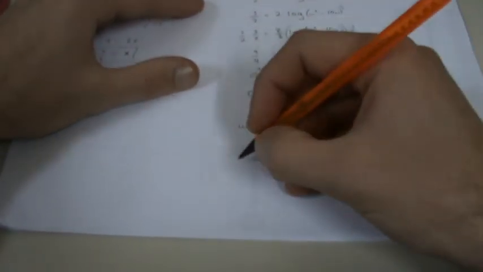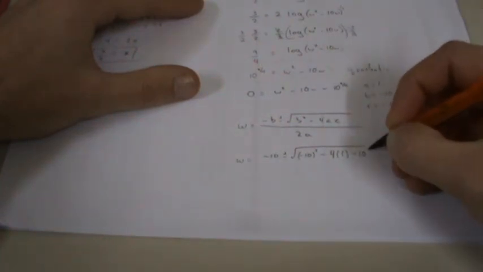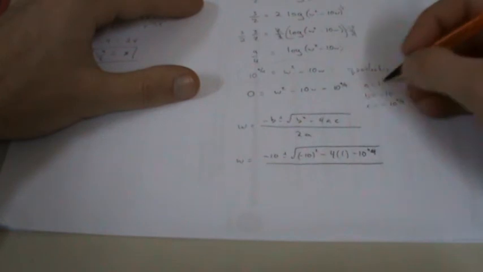If I plug in all of these things, I'll get the answer. I'll just quickly plug them in here. Negative 10 plus or minus the square root of negative 10 squared minus 4 times a, which is 1, times c, which is negative 10 to the 9/4, all over 2a, which is just 2 times 1.